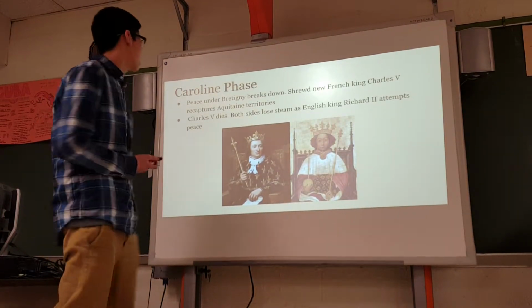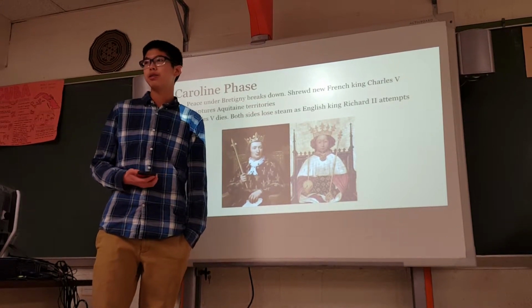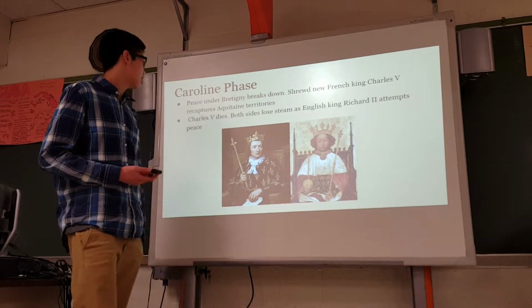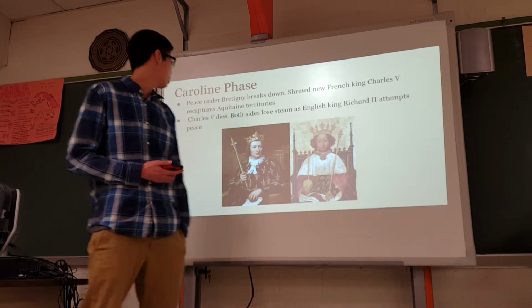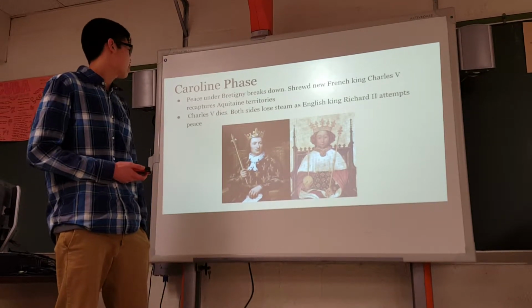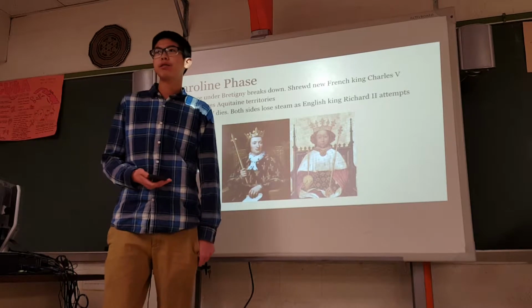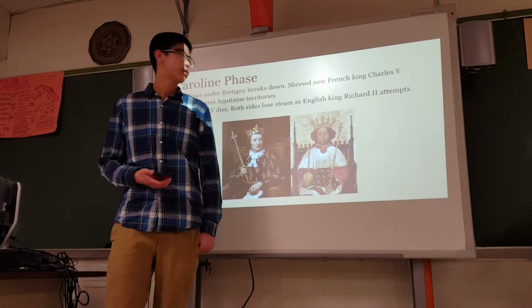In the Caroline phase, the peace broke down because the French King Charles V wanted to recapture the territory of Aquitaine, and after Charles V died, the English King Richard II tried to bring back the peace.